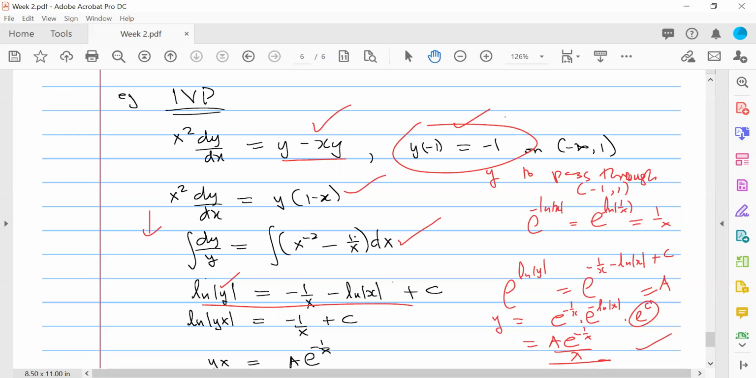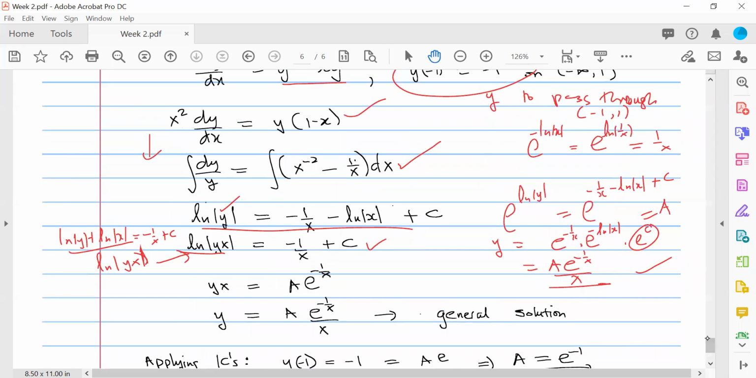Now, what I did here, I just played around with laws of logarithms to get to this point. I took ln the modulus of y plus ln the modulus of x is equal to minus 1 over x plus c. Then on the left hand side, using laws of logarithms, I have ln of y times x. That's what I got there. And the right hand side remains the same. And whether I use what I used there or I use this, I just get to the same solution. It's the general solution because I have the constant of integration here.